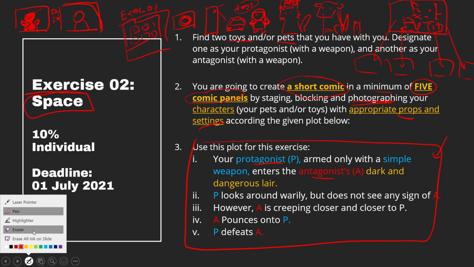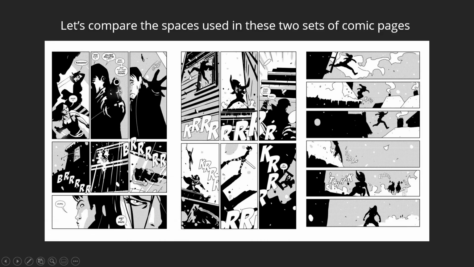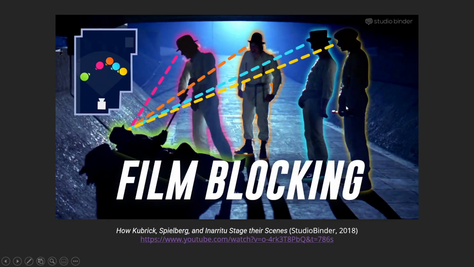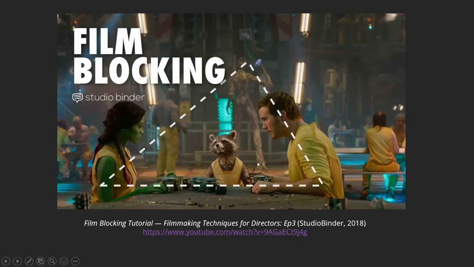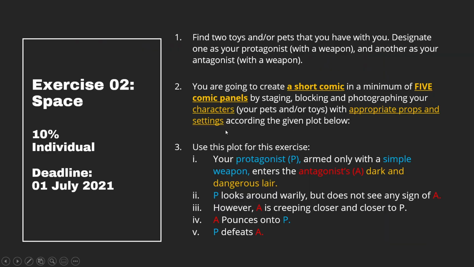Okay. So try your best to change your camera angles. If you want to get inspiration on what camera angles to use, please watch these videos, right? They will give you ideas on what you can do, how you can change your camera angles, how you can stage your toys or your pets to be your characters in relation to the background. All right. So this is the story you have to make.